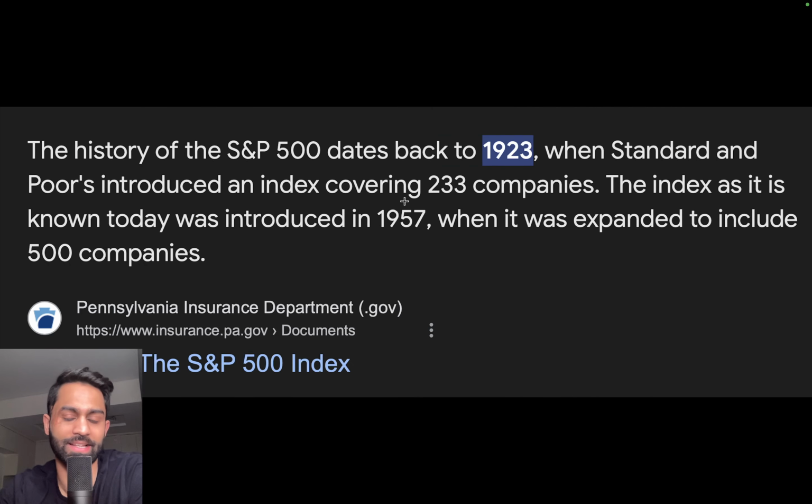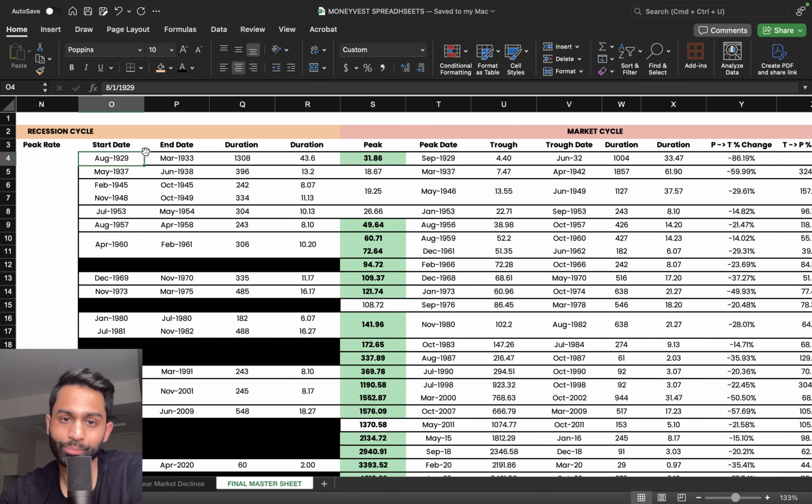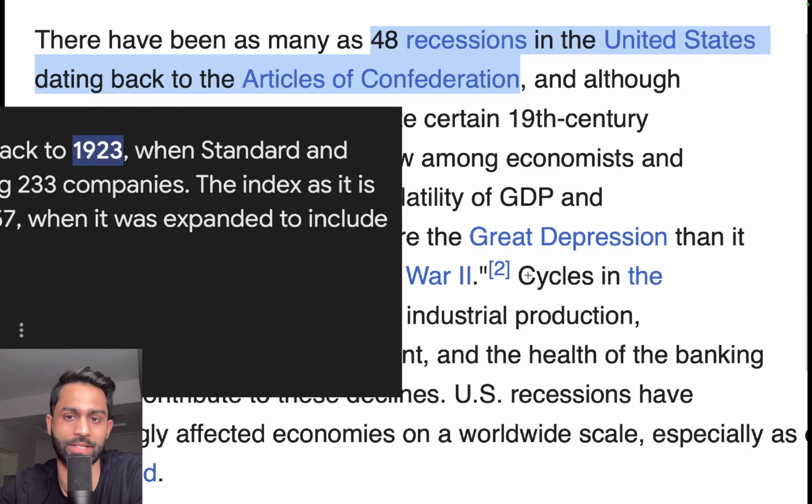The S&P 500 dates back to 1923 when Standard & Poor's introduced the index covering 233 companies, and the index as it is known today was introduced in 1957 when it was expanded to include 500 companies. So we're going back as far as 1929 to understand the performance of the recessions, the economy, the markets, and the S&P 500 as well. So that's what we're discussing.